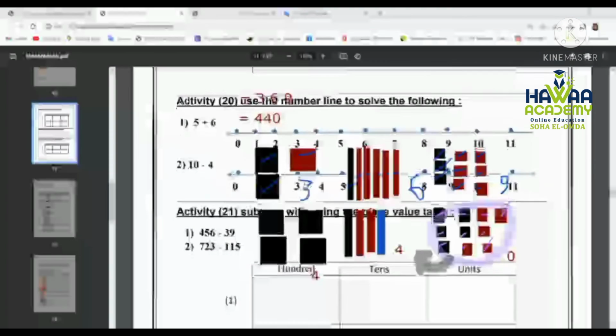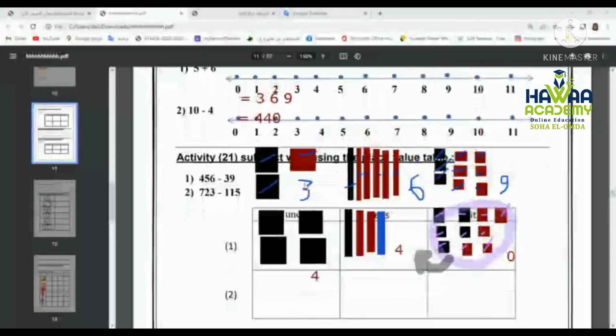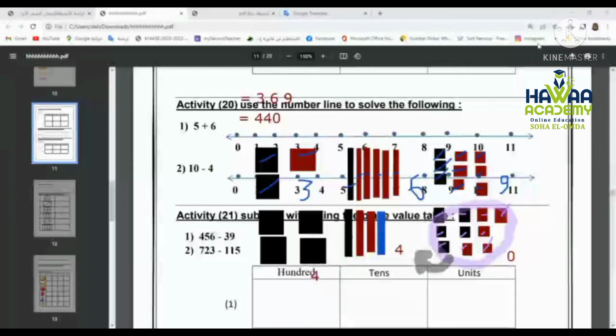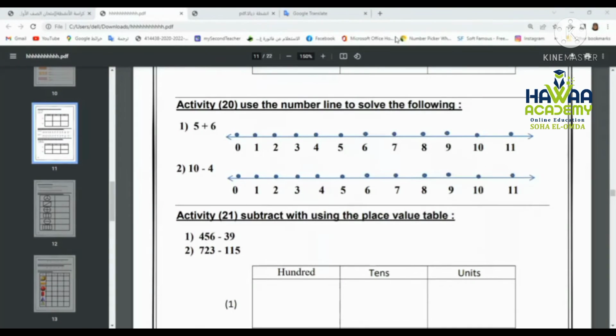And now let's see the next question. Here we want you to use the number line to solve these questions. It's so easy, don't be afraid. We're gonna jump like the rabbit. So we want to add 5 plus 6. Here we're standing on 5 and we're gonna count 6 steps forward. So here we go. Here's 1, 2, 3, 4, 5, and here is 6. So it's gonna be 11. Very good. So 5 and 6 will be 11.